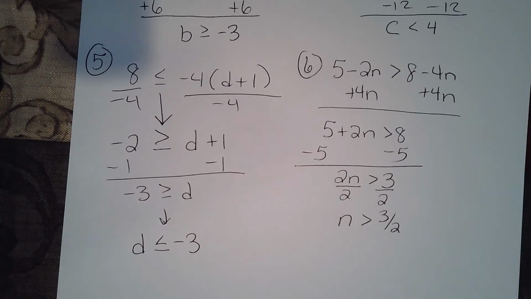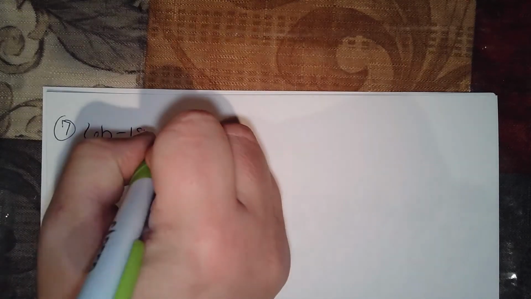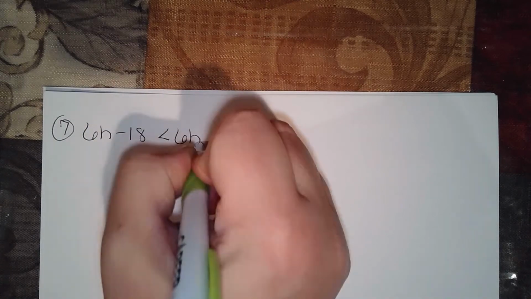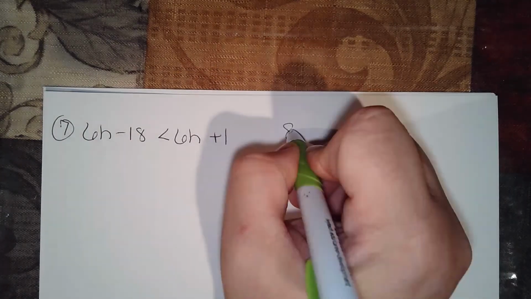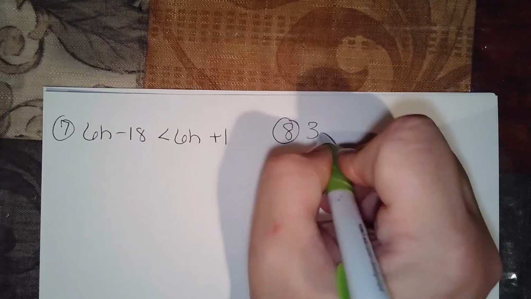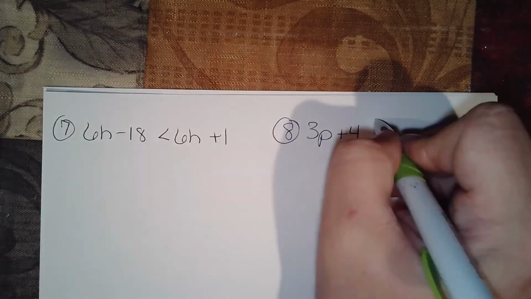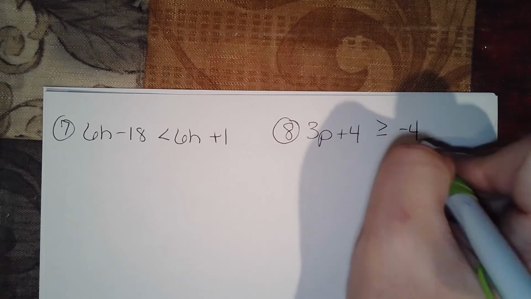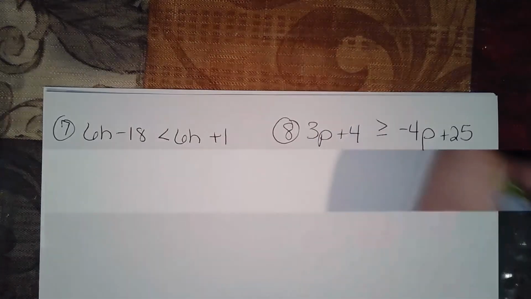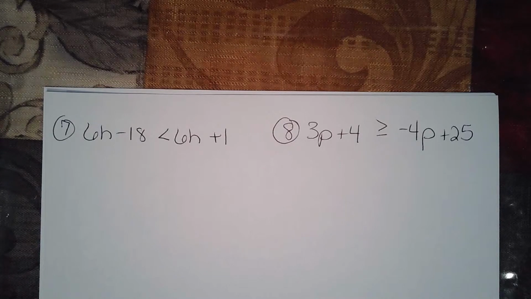All right, so let me switch the page out so we have more room. Slide down our paper. And number 7 is 6h minus 18 is less than 6h plus 1. And number 8 is 3p plus 4 is greater than or equal to negative 4p plus 25. All right, I'm going to pause the video. I want you to take a moment and work both of those problems out and then check this.